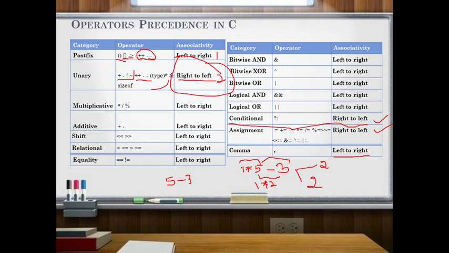Suppose I have this as a 4, then what will be the result? 5 minus 3 is 2, 2 into 4 is 8. So the first result is 8. The second: 4 fives are 20, then 20 minus 3, the second result is 17. One is 8, another one is 17.